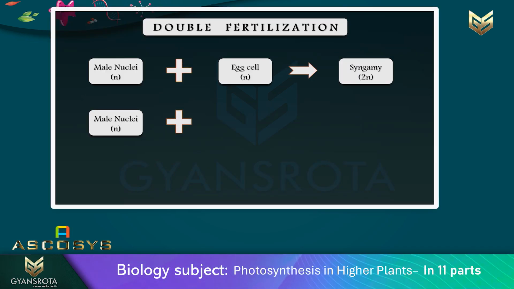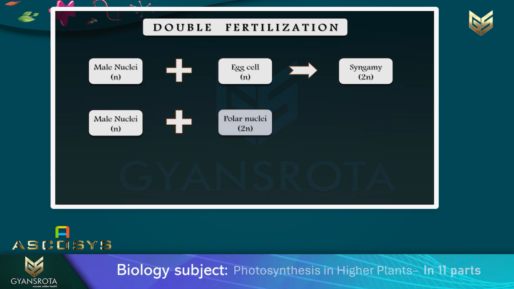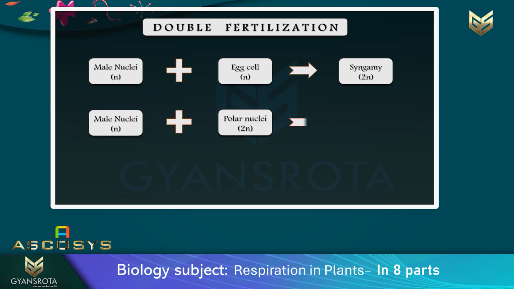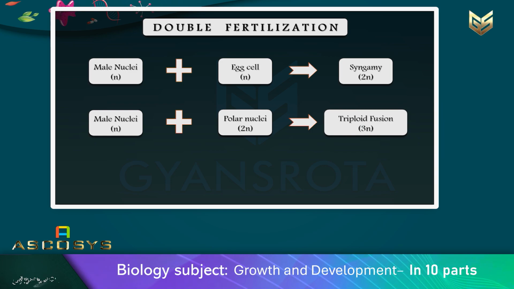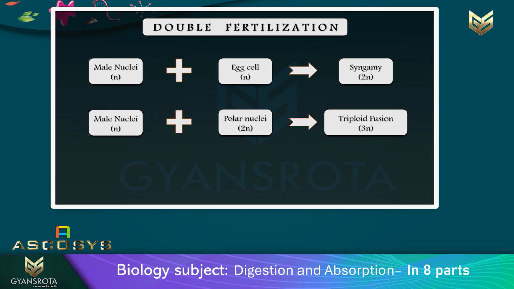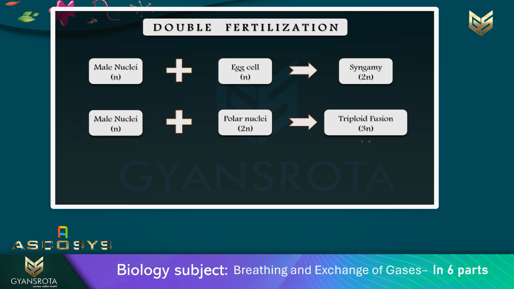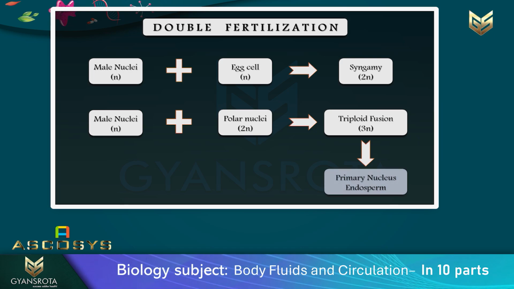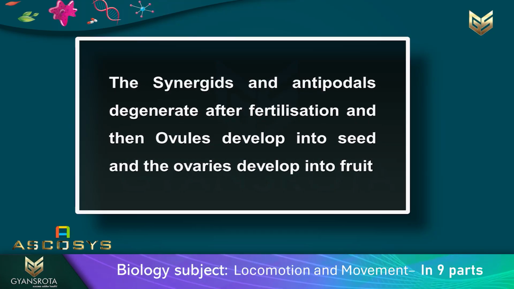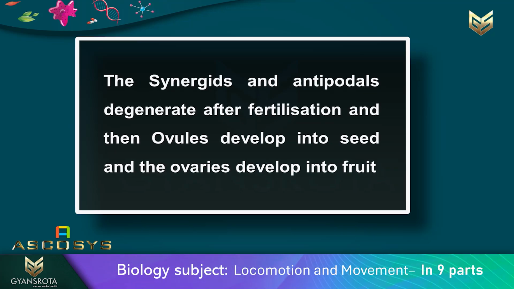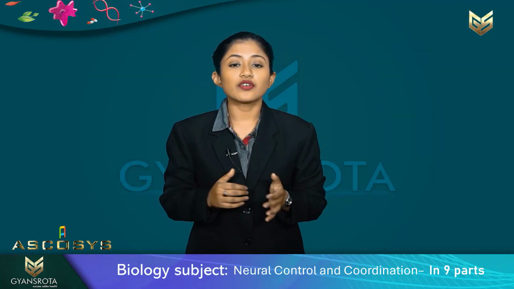After that, another male gamete will fuse with the polar nuclei. Polar nuclei are 2, that means they are 2N, so they are diploid. So one male nucleus is fusing with 2 polar nuclei having diploid nature. This forms a triploid fusion, and the result is the primary endosperm nucleus. The synergids and antipodals degenerate after fertilization, and then ovules develop into seeds and ovaries develop into fruit. This kind of fertilization is known as double fertilization.